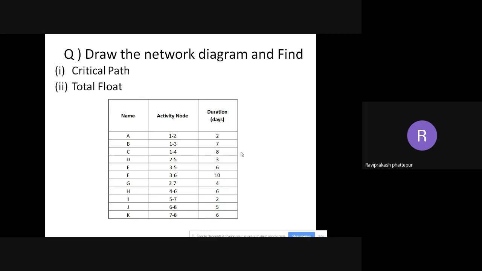See here, activity node: here they are giving 1, 2, then 1, 3, 1, 4. So 1 is the first node. The first circle, or the first node, will always be 1. So 1 to 2, I'll take like this. The next ones, 1, 3 and 1, 4, are also from 1 itself, so they start from node 1. I'll take them on top like this.